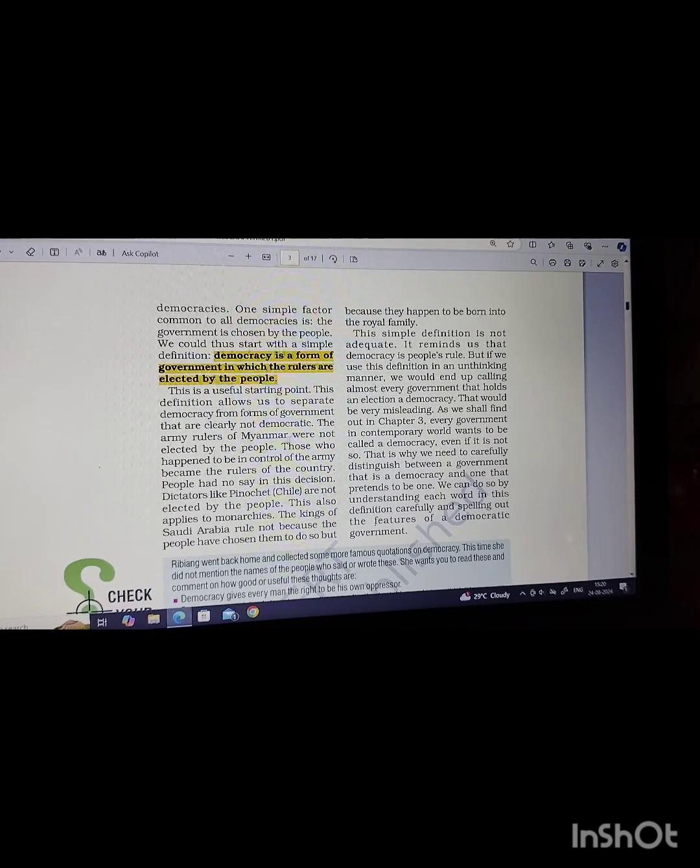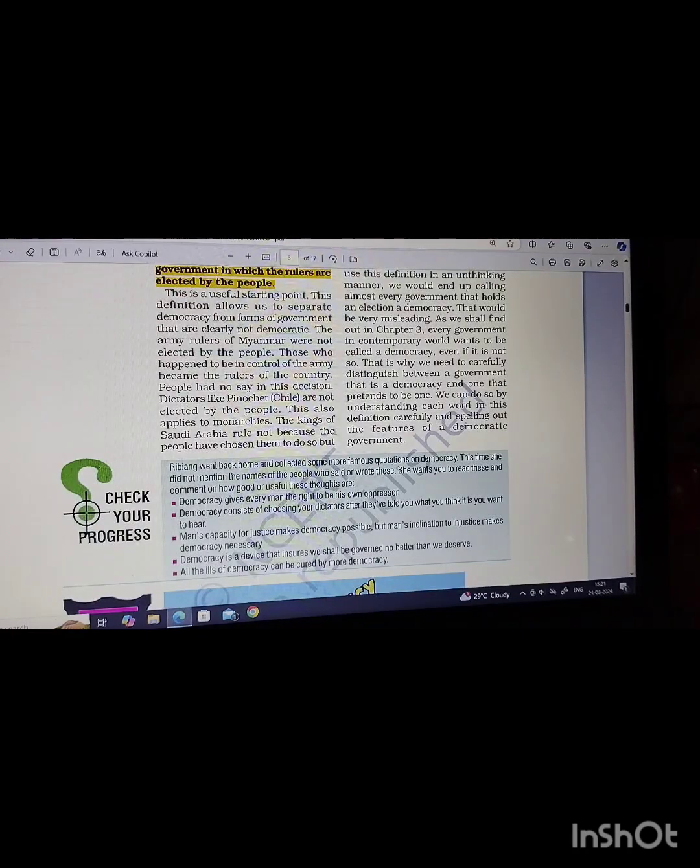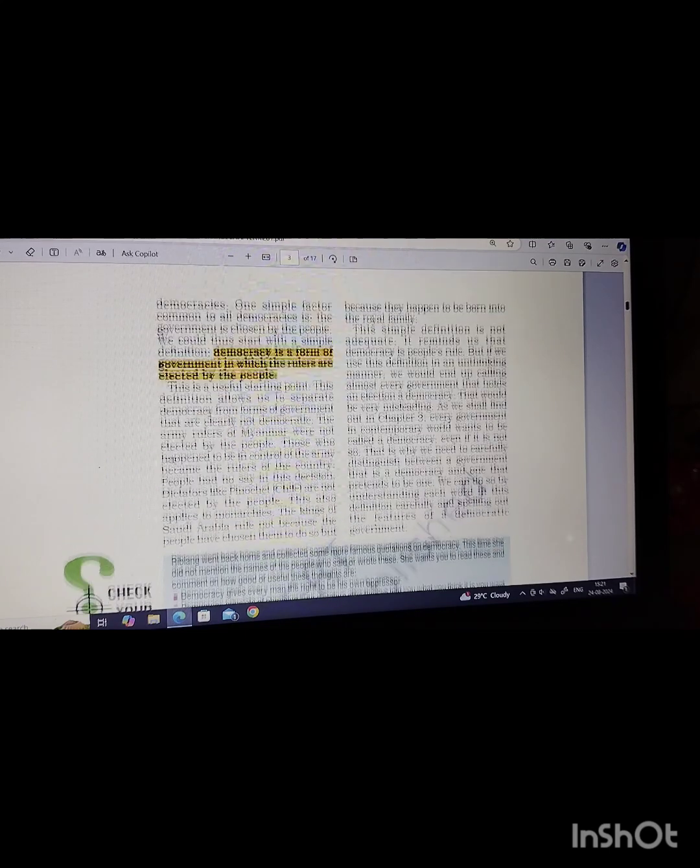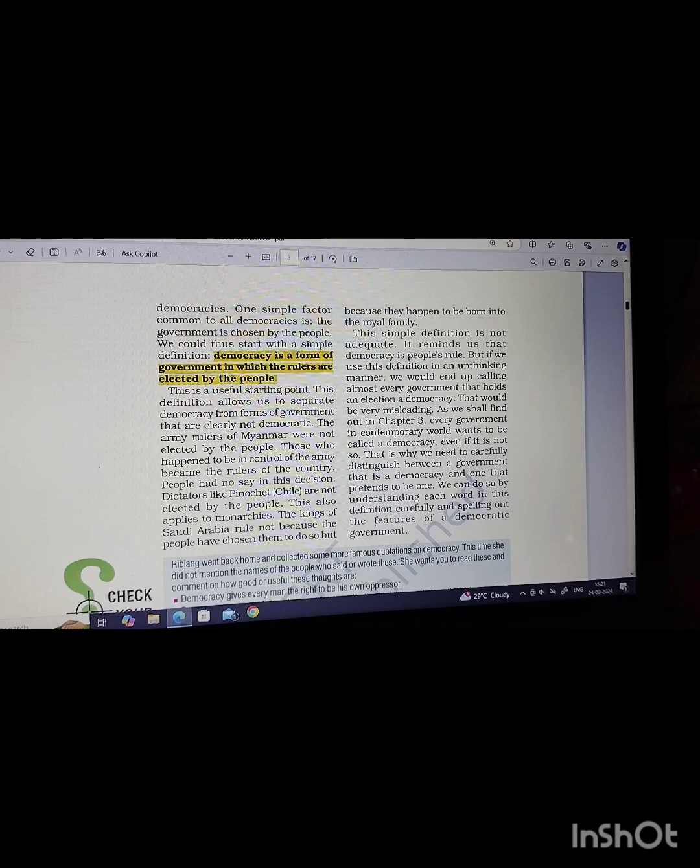The army rulers of Myanmar were not elected by the people. Those who happened to be in control of the army became the rulers of the country. People had no say in this decision. Dictators like Pinochet are not elected by the people. This also applies to monarchies. The kings of Saudi Arabia are rulers not because the people have chosen them to do so, but because they happen to be born into the royal family.